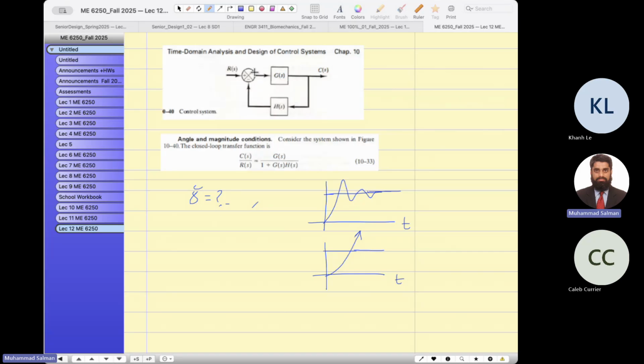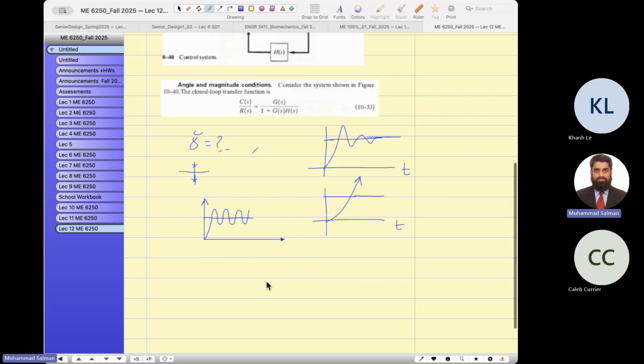Or it behaves like a totally undamped system. For example, if you have roots on the Laplace plane right on the imaginary axis, then the behavior, for example, this is a new step value and the system will respond here and it will start oscillating without any damping.